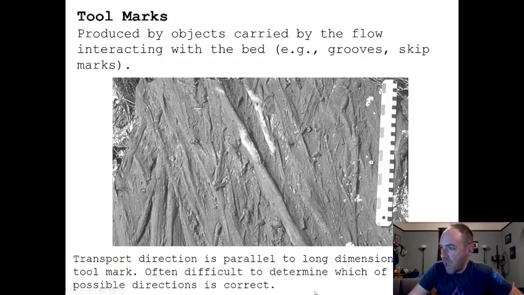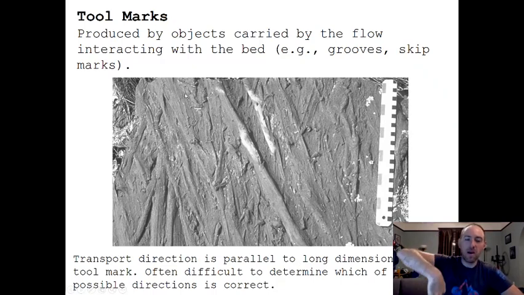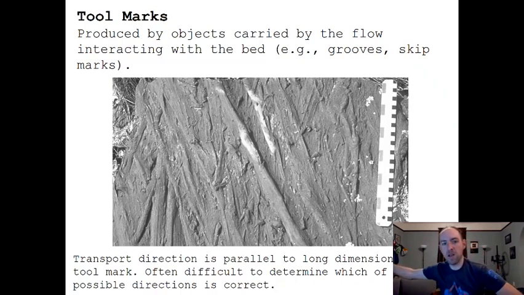The orientation of these can tell you, again, that plus or minus 180 direction of transport, but oftentimes with grooves it's hard to tell the direction. If there's a skip mark where you see the initial pit and then the direction that it's going, you can tell which specific direction, but typically you can only tell it's going this way or that way, but you can rule out this way, for example, in this image. So those can be useful as well for determining flow directions.